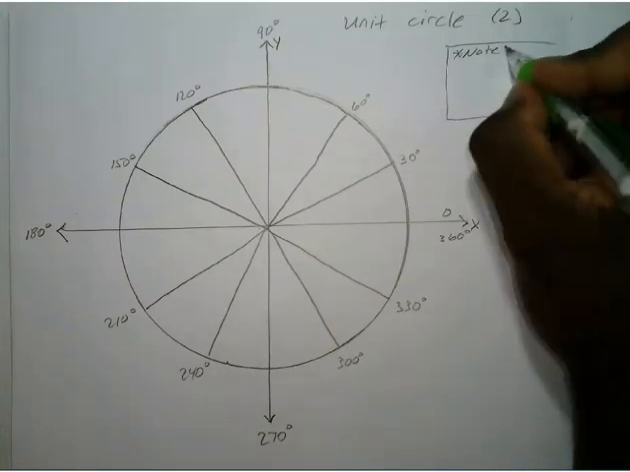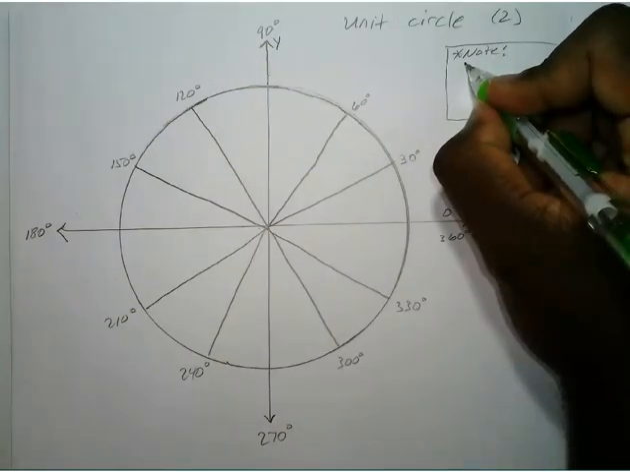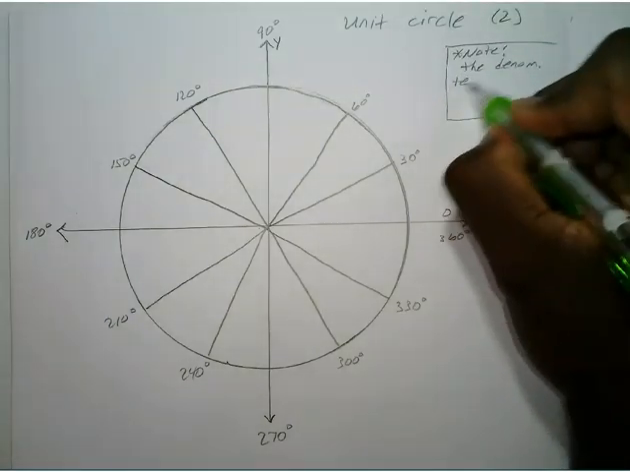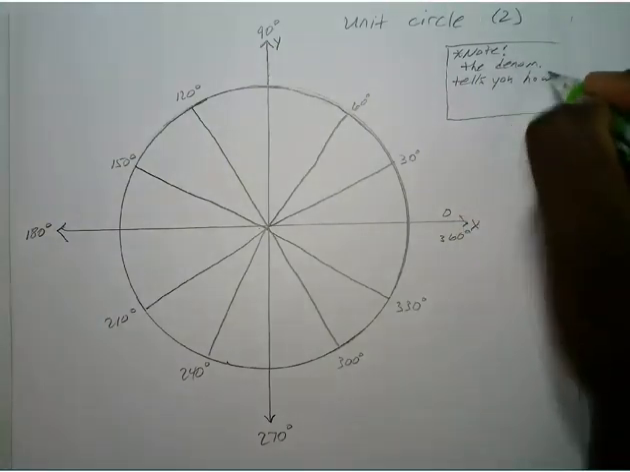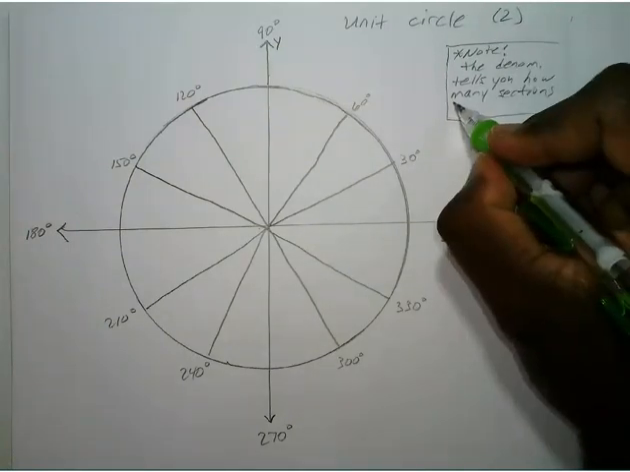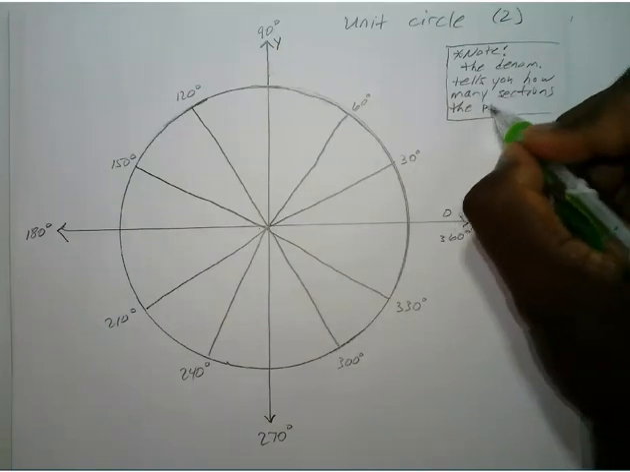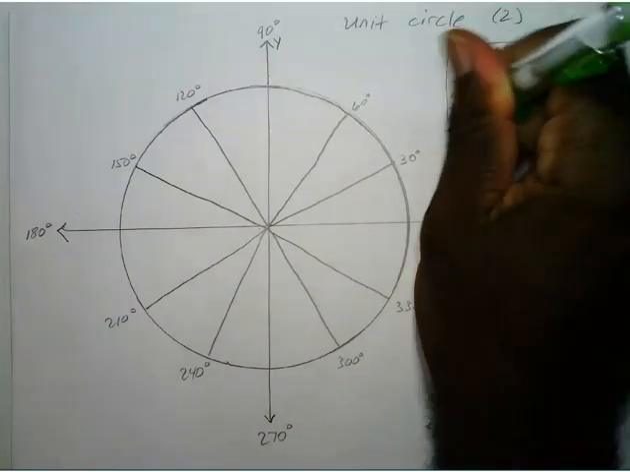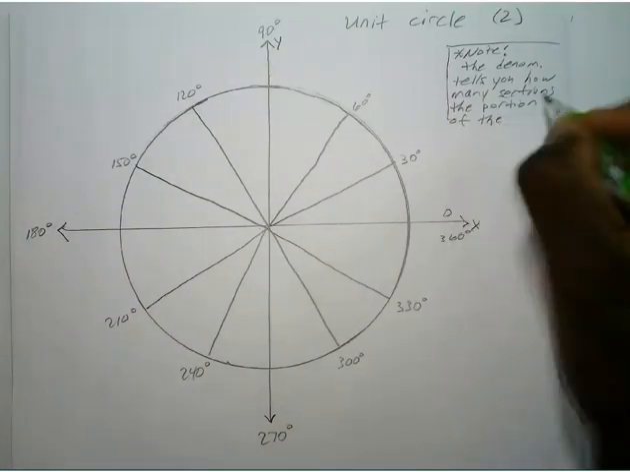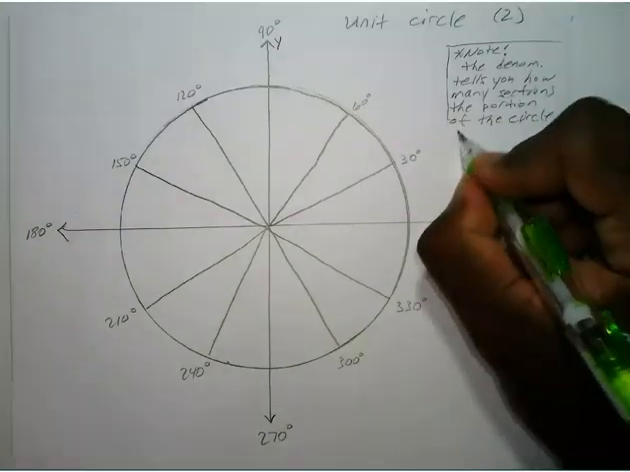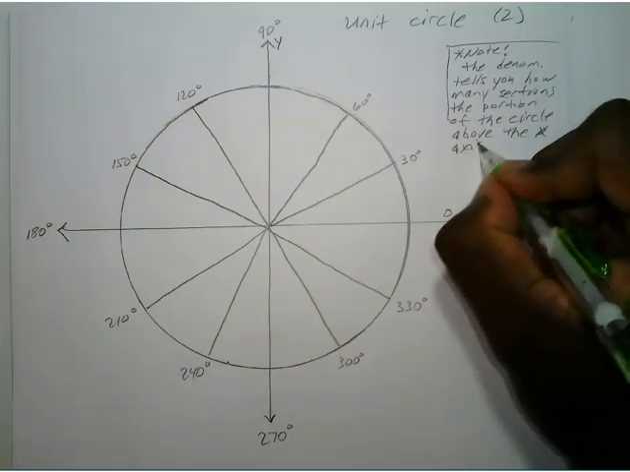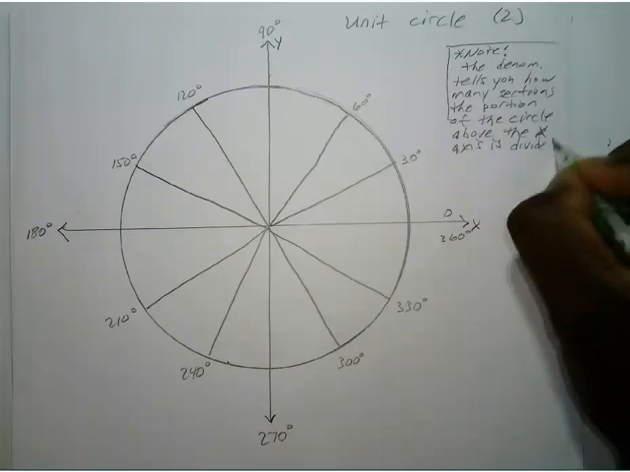Note: the denominator tells you how many sections the portion of the circle above the x-axis is divided into.